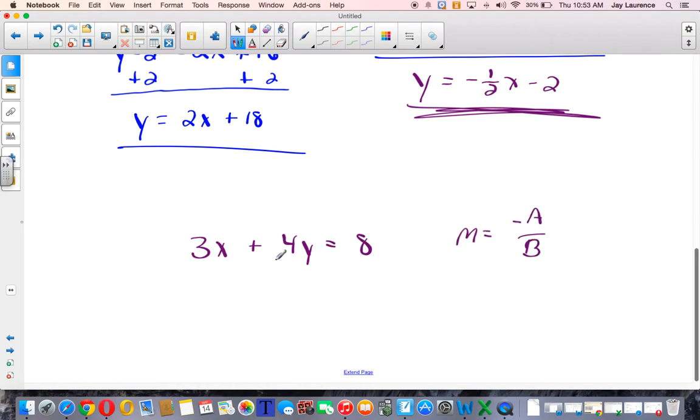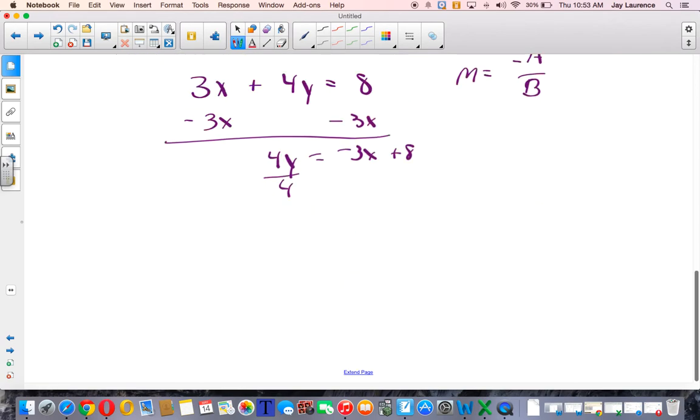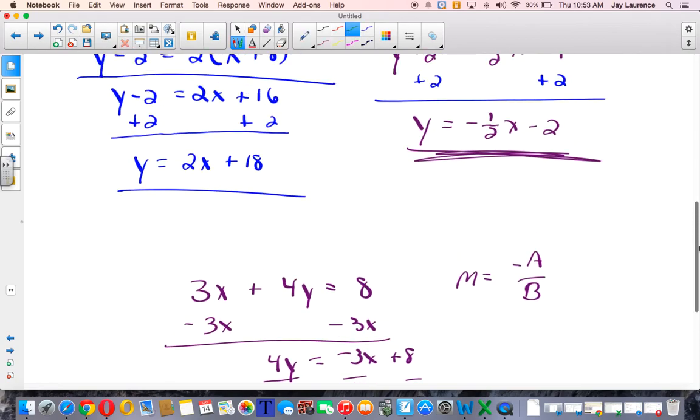Then again, you may want to convert that to slope intercept form by subtracting 3x, getting 4y equals negative 3x plus 8, and then dividing by 4, so that y would equal negative 3/4 x plus 2. So my slope would be negative 3/4. I won't use the 2, right? Not if I'm finding an equation of a line parallel or perpendicular.